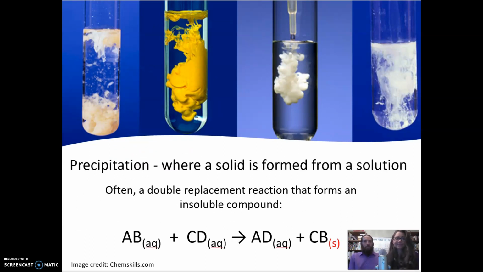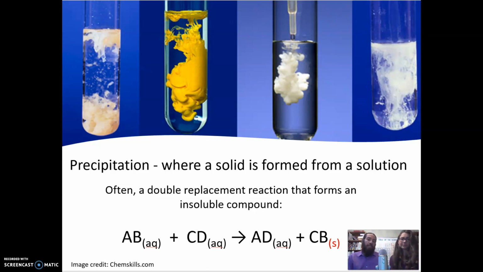Okay. So precipitation. This is where a solid is formed from a solution. So we can call this solid a precipitate. You'll see that word. Often a double replacement reaction, remember we talked about these before, will form an insoluble compound. So we've got an example here.